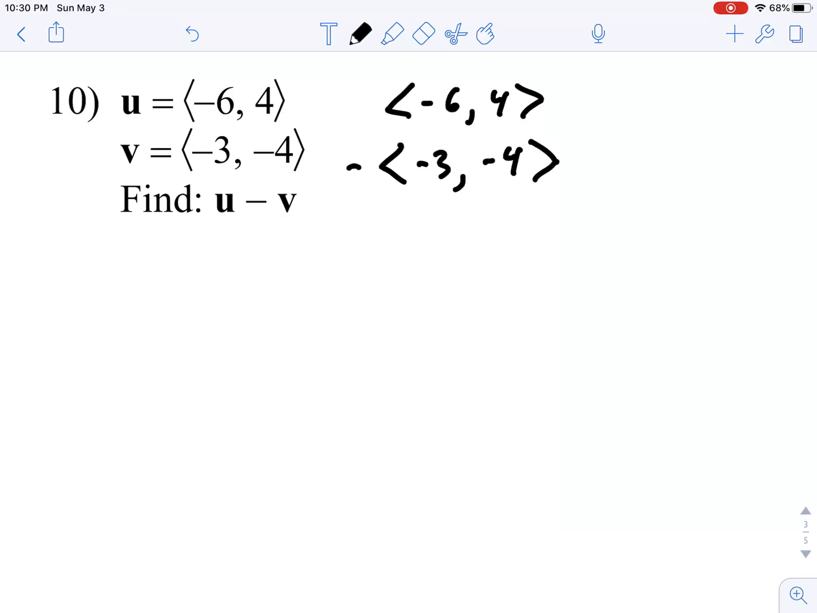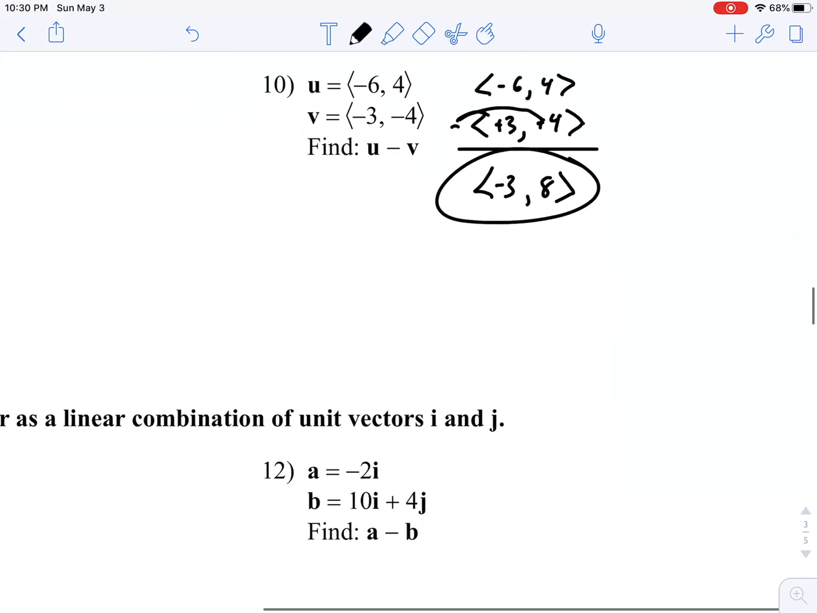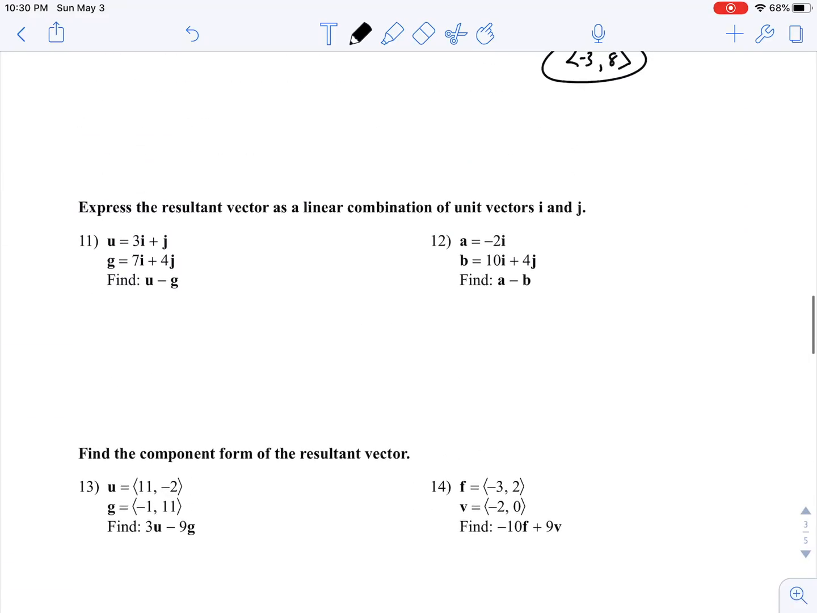I keep wanting to write matrix brackets. I've got to write the vector brackets. Okay, if you subtract this, distribute here, that's going to become a plus 3, and distribute here, that's going to become a plus 4. Negative 6 plus 3 is negative 3. 4 plus 4 is 8. That should be the answer. Let me check number 10. There it is, negative 3, 8.